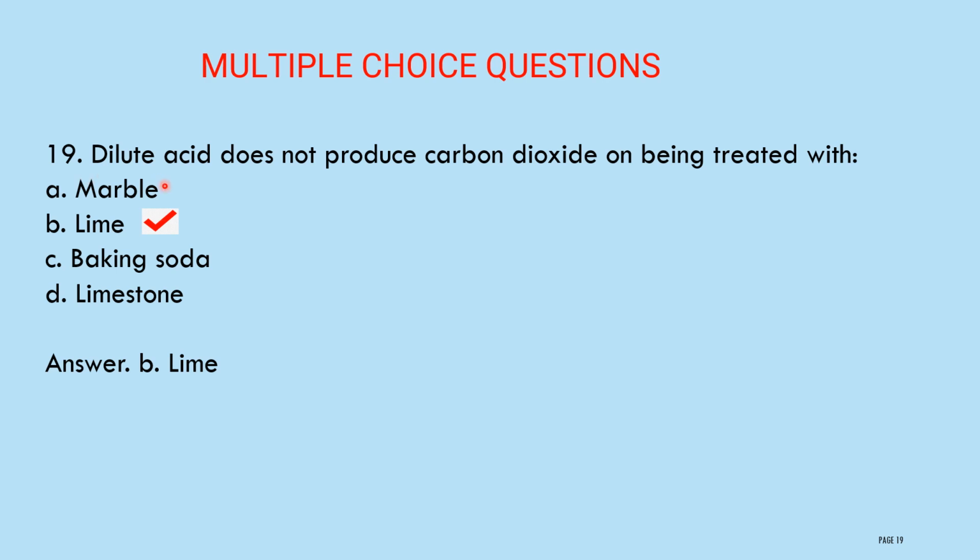Question number 19. Dilute acid does not produce carbon dioxide on being treated with option A, marble, option B, lime, option C, baking soda, option D, limestone. The correct answer for this question is option B. Dilute acid does not produce carbon dioxide on being treated with lime water.